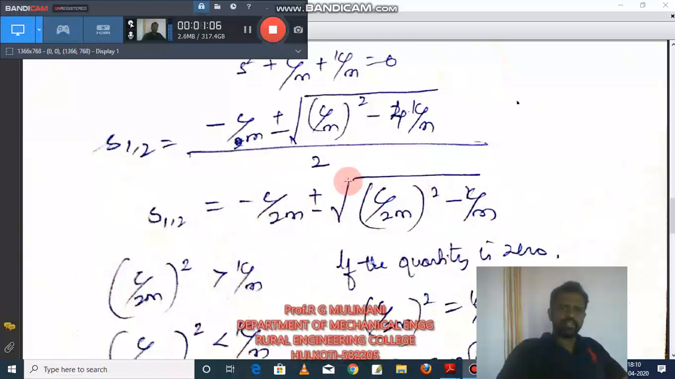The solution of this equation depends upon whether this value is positive, negative or 0. If (c by 2m) whole square is more than k by m, then it is an overdamped system. If it is less than k by m, then it is an underdamped system. If it is equal, then it is called the critical damped system. In the critical damped system, c value is equal to cc.